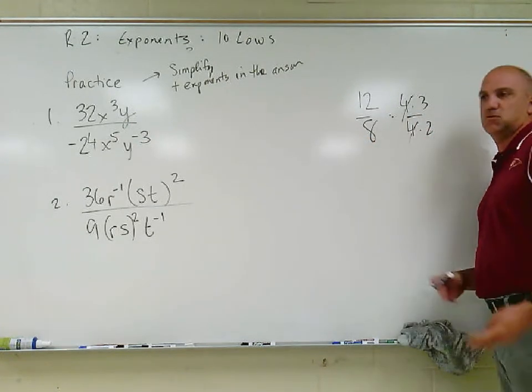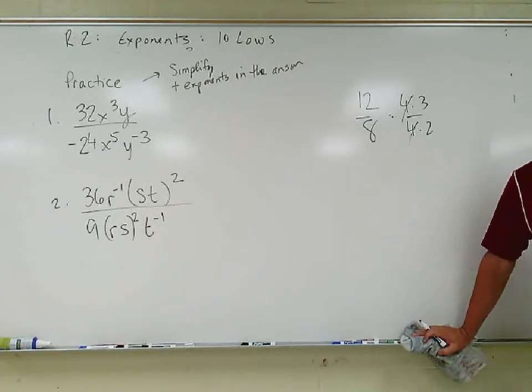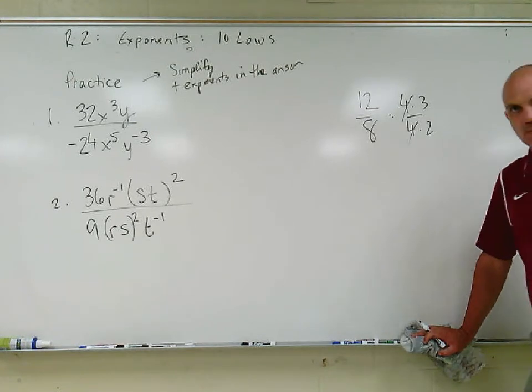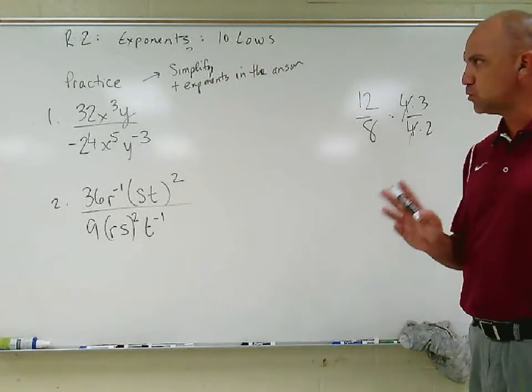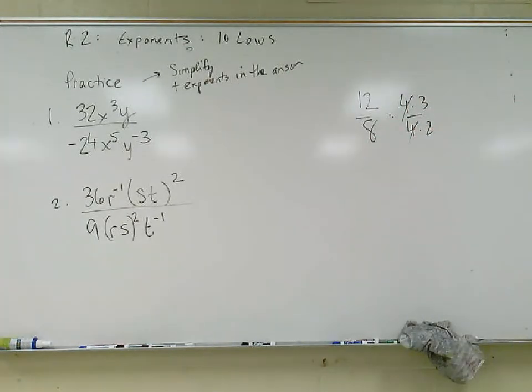And it's the same idea. So 32 over negative 24 will reduce. It just won't be pretty. You basically, on the first problem, have three separate problems to work. Simplify the numbers, deal with the x's, then deal with the y's. Those are the three problems that you have to do.